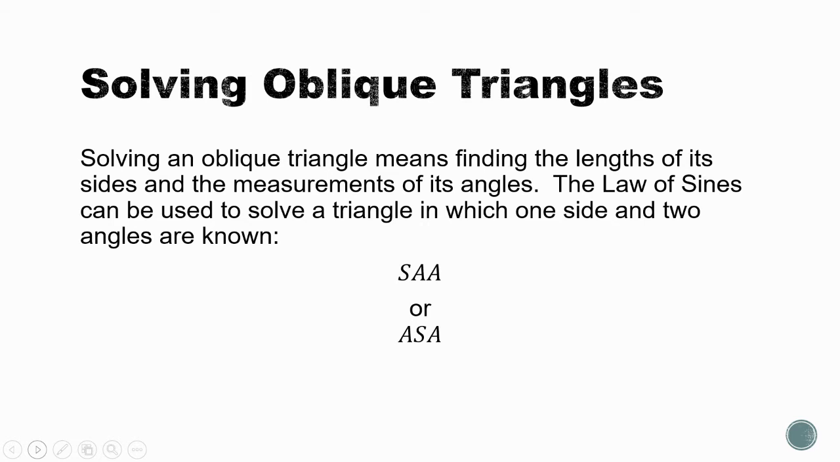Solving oblique triangles means finding the lengths of its sides and the measurements of its angles. The law of sines can be used to solve a triangle in which one side and two angles are known. That means there are two situations we can think about. If you have one side and two angles, you can either have the side not in between those two angles, so it would be the situation side, angle, angle, or you could have that side included, so it'd be angle, side, angle.